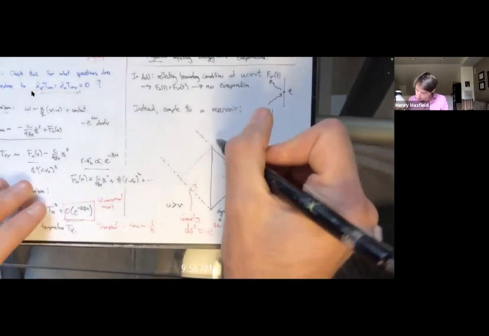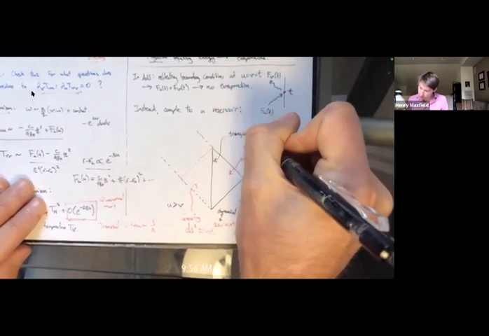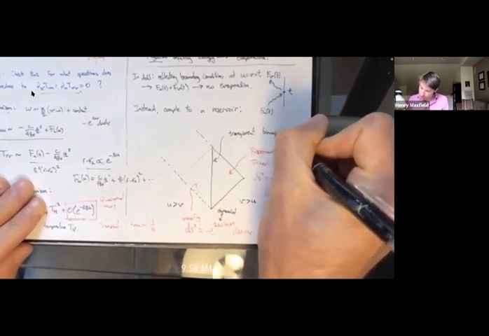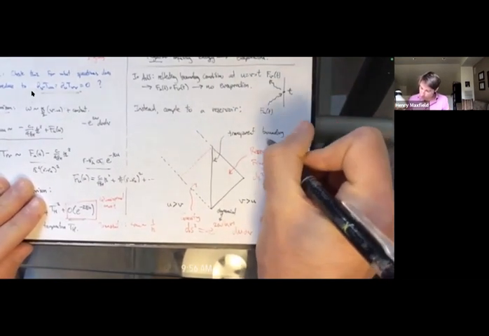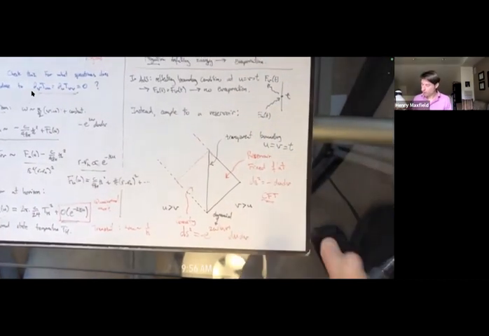So this is a transparent boundary at u equals v equals t. So this t is the physical time.